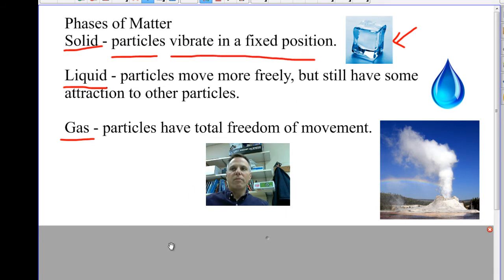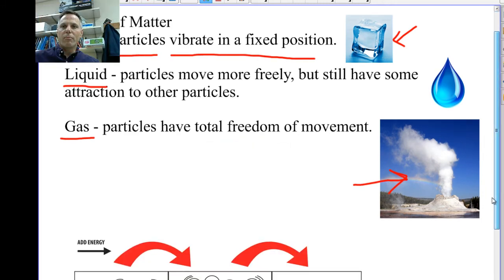Now, in the liquid state, when water goes into the liquid state, the particles are able to move more freely. They're able to flow over each other, but they're not able to escape from each other. And so they're able to, again, move more freely, but have some attraction to each other. With gases, such as this steam from this geyser right here, when you have that steam, which is just water molecules coming out of that geyser, they're heated up so much that they're moving so fast that they're able to escape from each other.